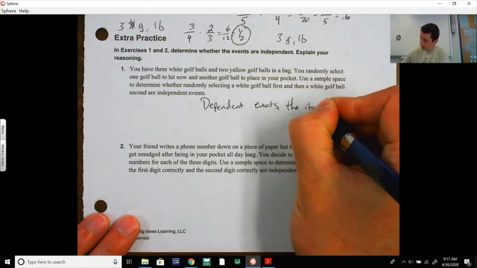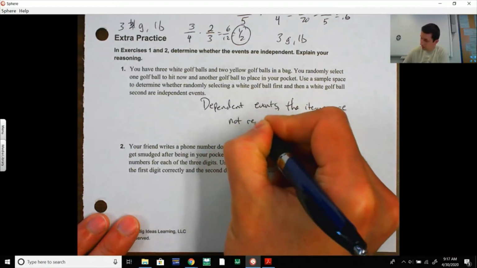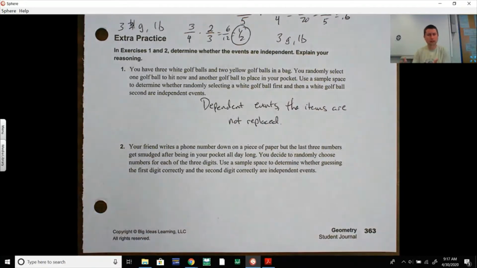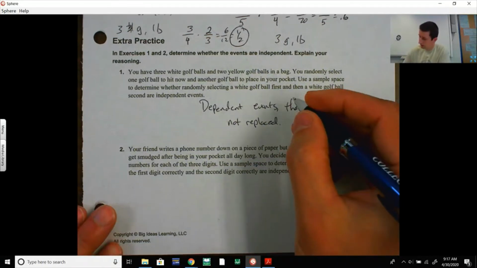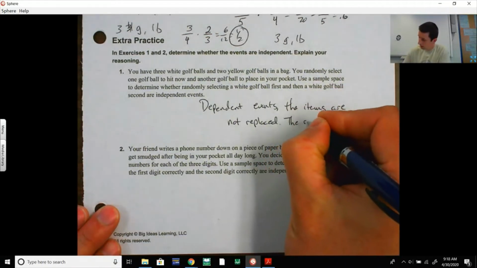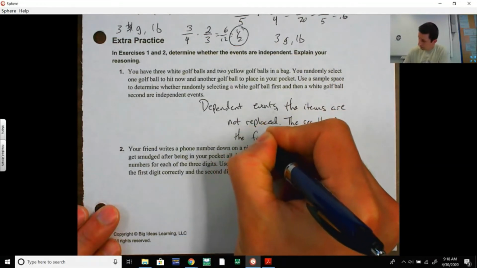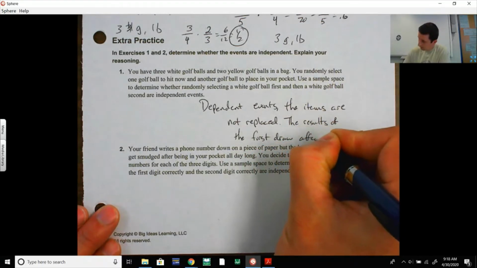And I would say something like the items are not replaced. That's kind of what you're looking for. That's the key thing. Are things being put back? Does everything have an equal opportunity every time you do this? Okay, so the items are not replaced. The results of the first draw affect the second.